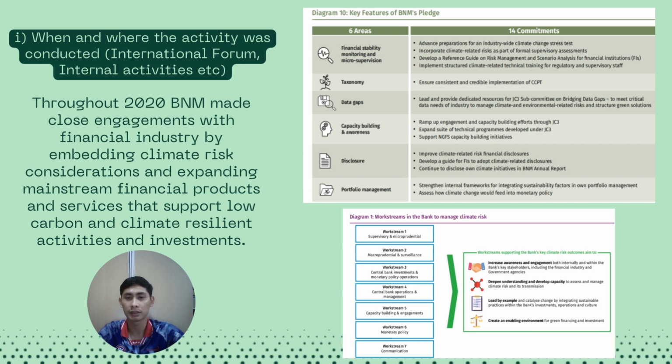Capacity building and awareness. Ramp up engagement and capacity building efforts through JC3. Expand the suite of technical programs developed under JC3 and support the NGFS capacity building initiative. Disclosure. Improve climate-related risk financial disclosure. Develop a guide for adopting climate-related disclosure. Continue to disclose on climate initiatives in the BNM annual report.